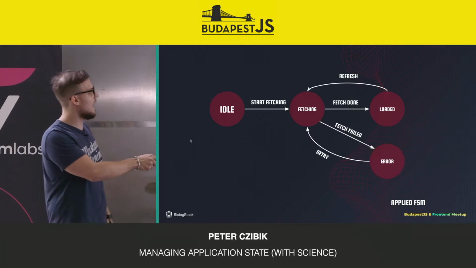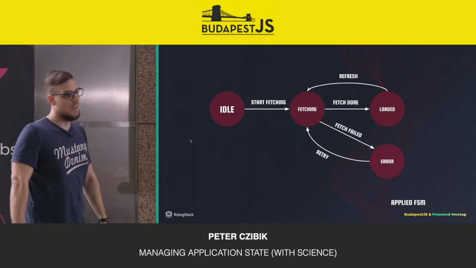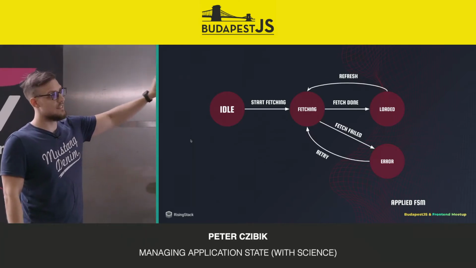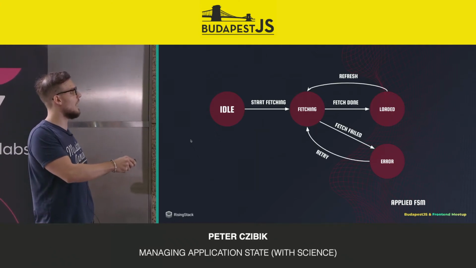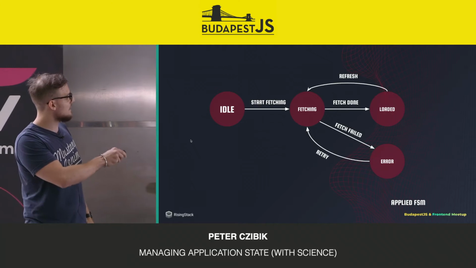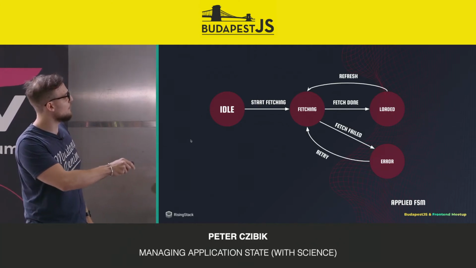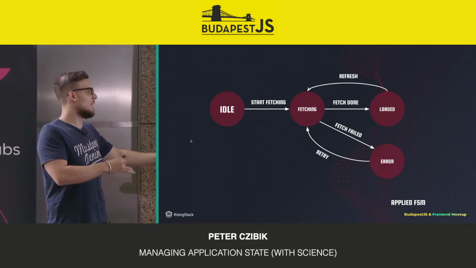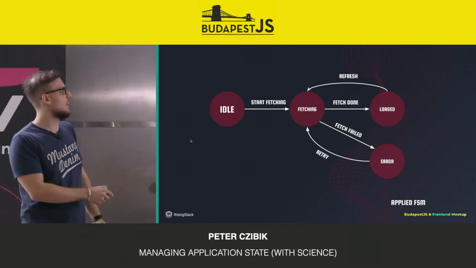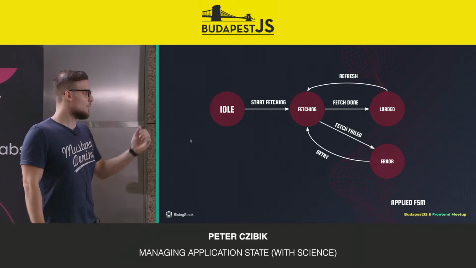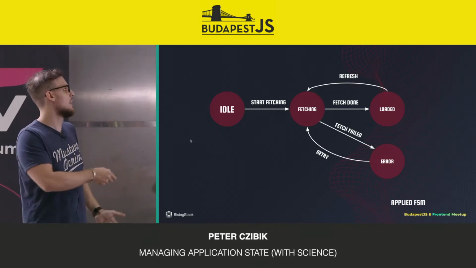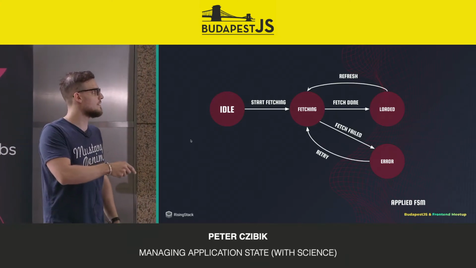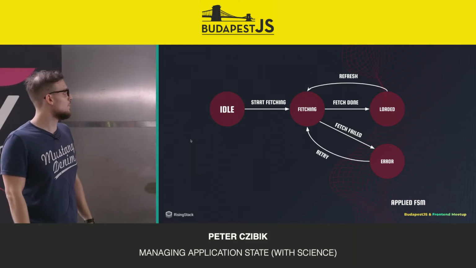We have states like idle, fetching, loaded, and error. All of these are represented as states, and the transitions between them would be like start fetching. So when we are in idle state, we can start fetching, and then when we're in fetching state, the fetch is going to be done at some point, and then it's going to go into loaded state. So remember, it can only take one of the finite number of states, and we can trigger these with events. And that is exactly what we are going to do.